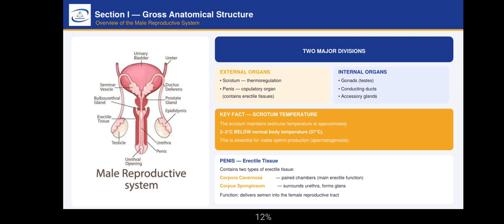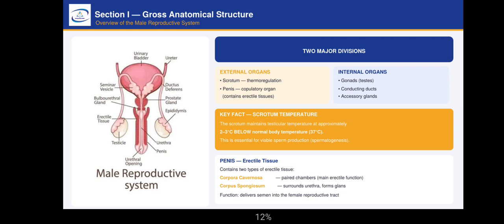Those are the internal organs, and the major one is the gonads, that's the testis, which you can see clearly labeled in the diagram. And then you can also see the conducting ducts. You can see the part labeled as the ductus deferens, that structure that looks like a rope. That is the conducting duct. Then there are accessory glands like the prostate gland and some other glands which we are going to discuss.